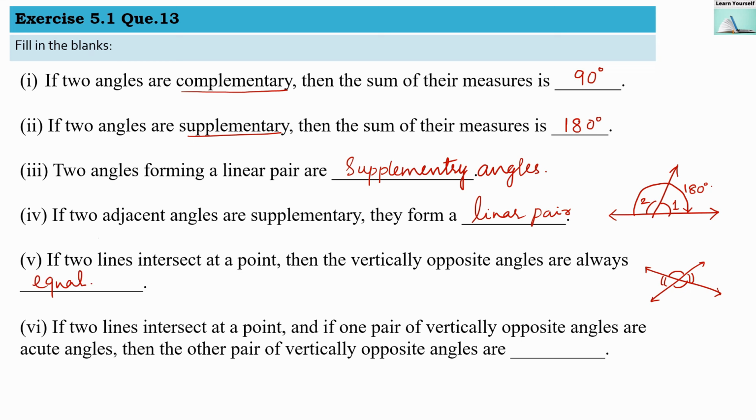Sixth, if two lines intersect at a point and if one pair of vertically opposite angles are acute angles, then the other pair of vertically opposite angles are obtuse angles. If these two lines are there, if this pair is acute angles, then the opposite other pair will be obtuse. Acute means less than 90 degree and obtuse means greater than 90 degree.